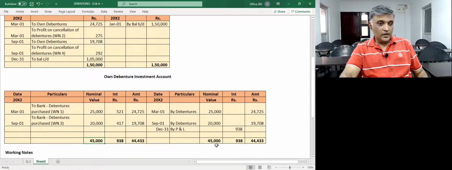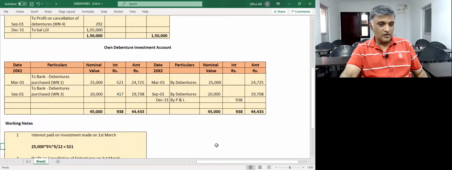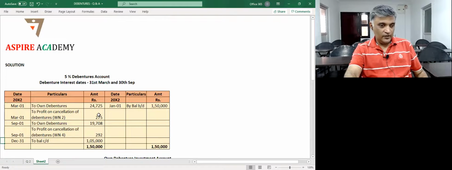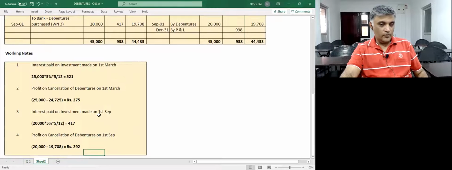Okay. So if you look at all the working notes, I've given the working note reference 1, 2, 3, 4. There are 4 working notes. It's just the numbers which you worked out. Working note 1 is the 521, which I explained here. Working note 2 will be the profit on cancellation of 275. It's here. Working note 3 is again the interest of 417, and working note 4 is the profit on cancellation of 292.